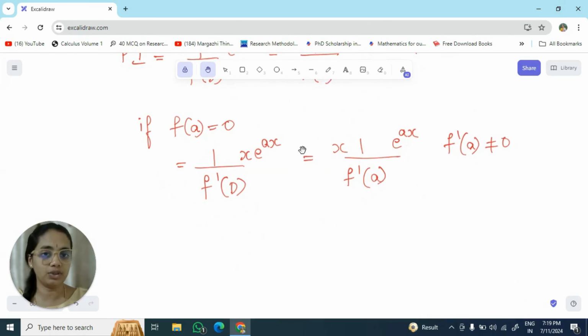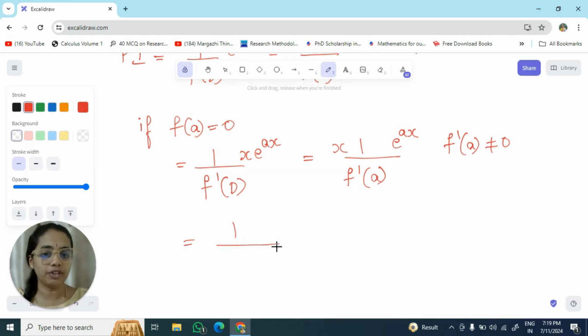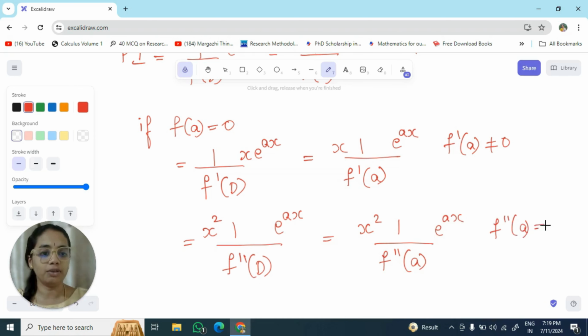Again, if it is equal to 0, what do we do? Again differentiate the denominator, it becomes f double dash of D. Multiply x to the numerator, x square e power ax. Again replace D with a, we get f double dash of a e power ax. Again, f double dash of a should not be equal to 0. If it is equal to 0, you just continue the process. Whenever you keep on differentiating, at some point you would get a constant, and you can stop this method.